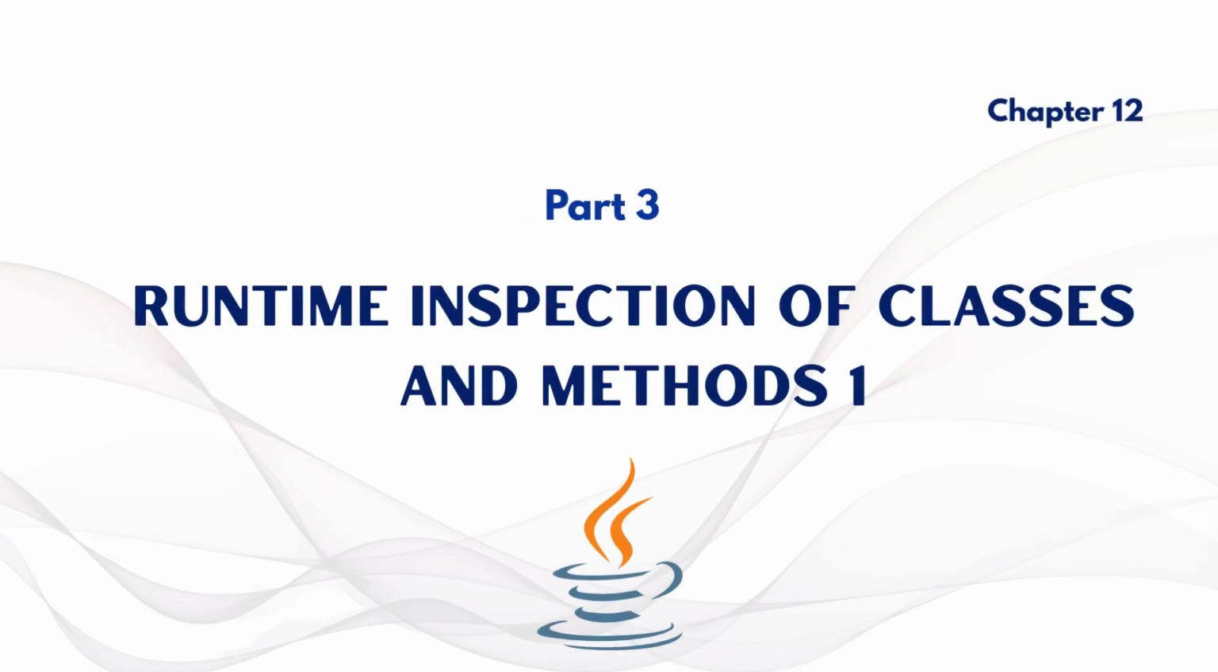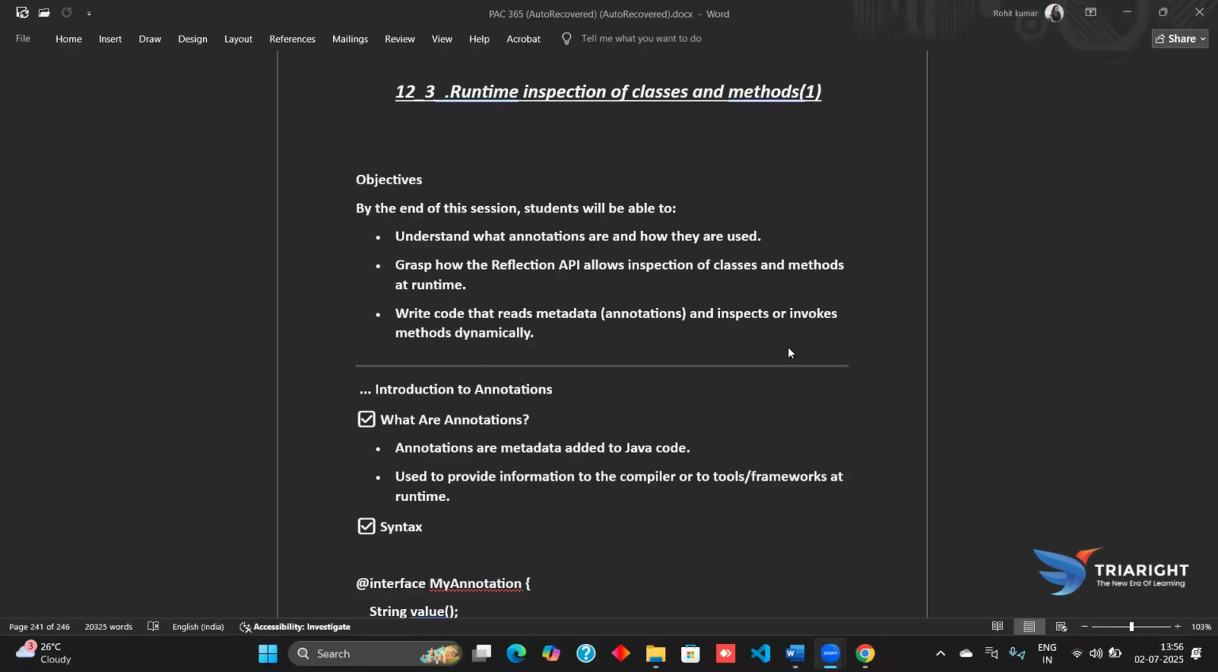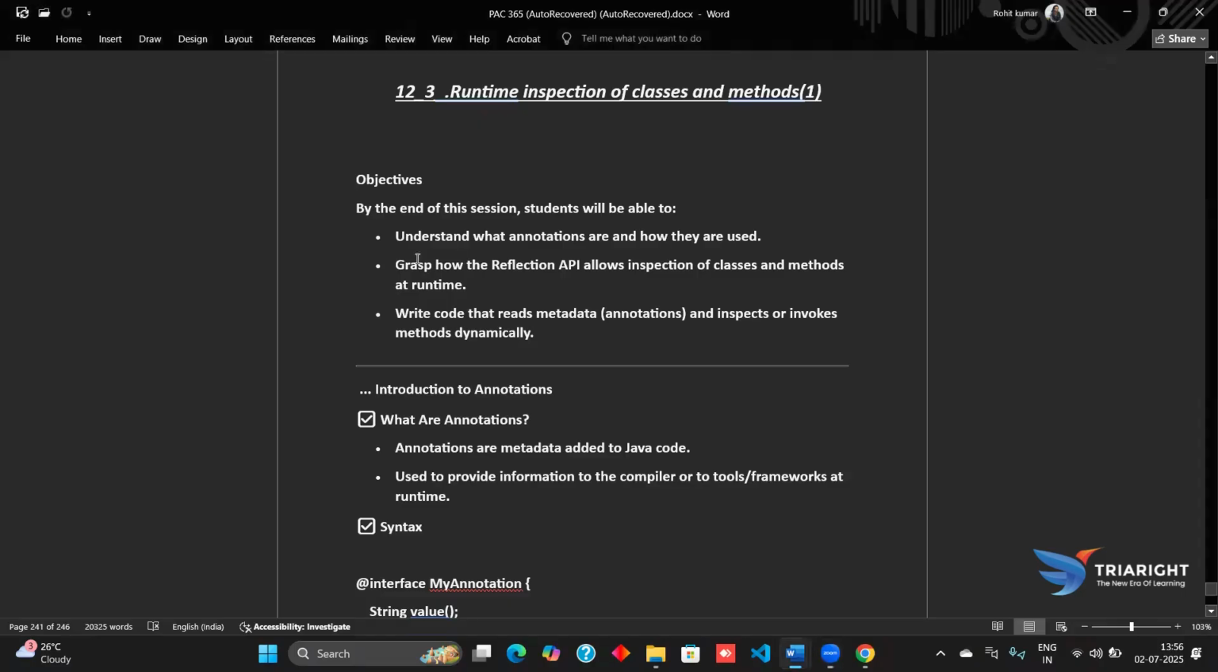Today we will be learning about runtime inspection of classes and methods. By the end of this class, we will understand what annotations are and why they are used. We will grasp how the Reflection API allows inspection of classes and methods at runtime. And finally, we will learn how to write code that reads metadata and inspects and invokes methods dynamically.